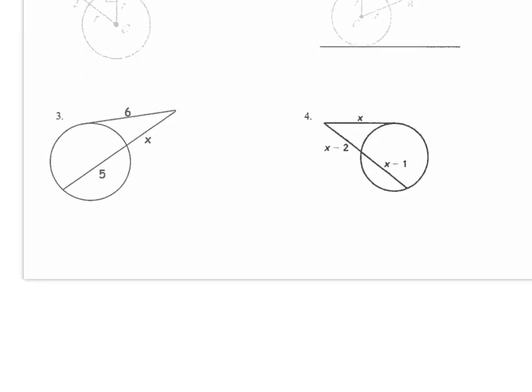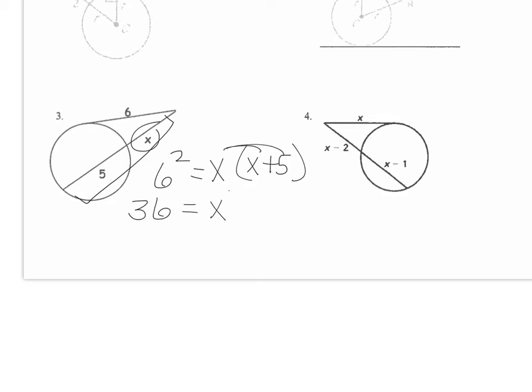All right, let's look at number 3. Number 3, what are you given? I'm given a tangent line and a secant line. So, tangent secant theorem. What is the tangent secant theorem? It's tangent squared, so 6 squared, equals my outside piece, x, times the whole piece, which is x plus 5, because to put pieces together, you add them. So now I'm going to clean it up. 36 equals x squared plus 5x.